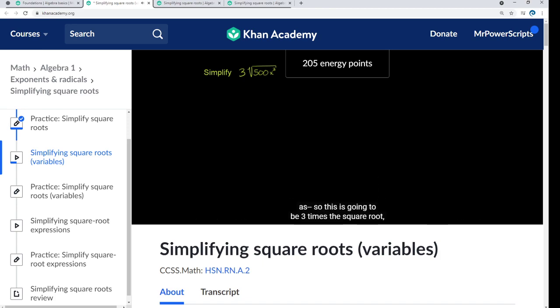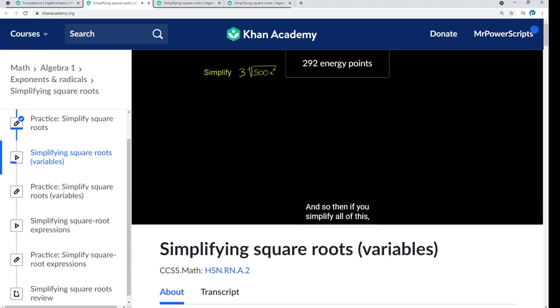So this is going to be 3 times the square root, or the principal root, I should say, of 10 squared times the square root of 5. If we take the square root of the product of two things, it's the same thing as taking the square root of each of them and then taking the product. And this over here is going to be times the principal root of x squared times the principal root of x. And the principal root of 10 squared is 10. And then what I said in the last video is that the principal root of x squared is going to be the absolute value of x, just in case x itself is a negative number.